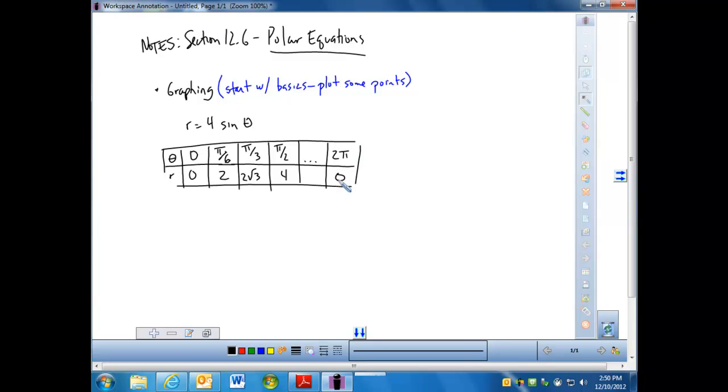And we'll go all the way until we get to 2 pi. Okay, and you can do that if you like. You can push pause right now and continue to plot those points if you want.